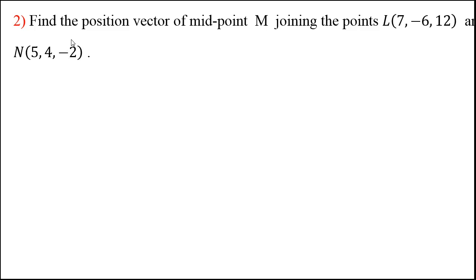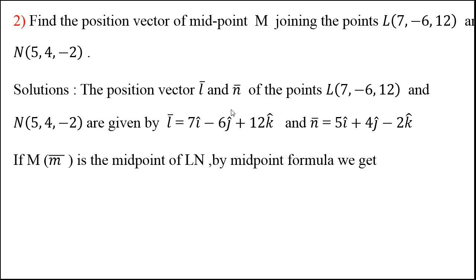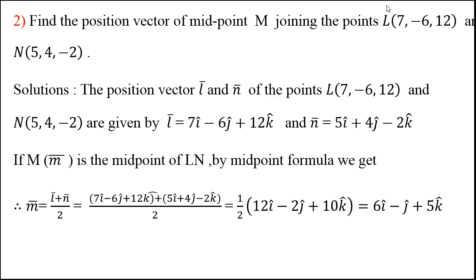Now next application of section formula is find the position vector of midpoint M joining points L and N. So here we have to use midpoint formula. You can use section formula with the ratio 1:1. Midpoint divides segment in the ratio 1:1. And if you want to use direct midpoint formula, it is A bar plus B bar upon 2. The position vector of midpoint of segment AB is A bar plus B bar upon 2. Here it is L bar plus N bar upon 2.